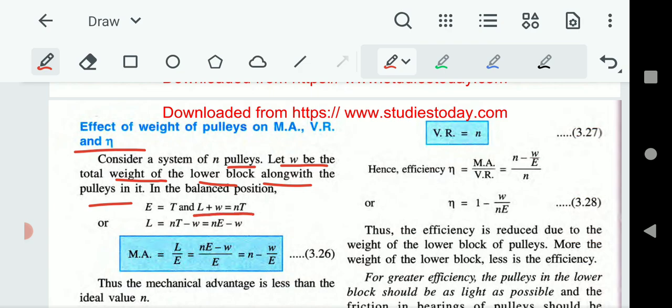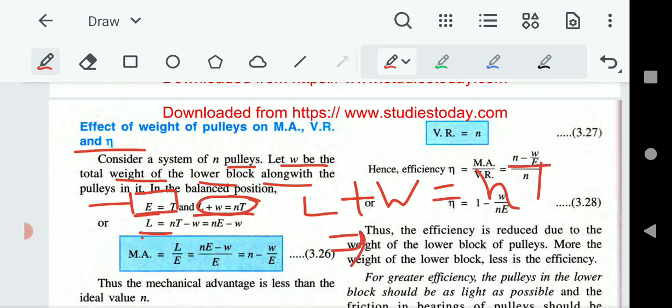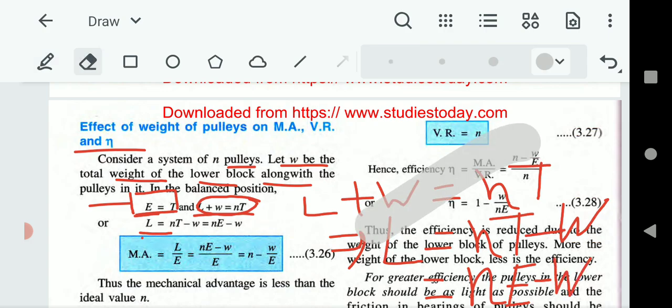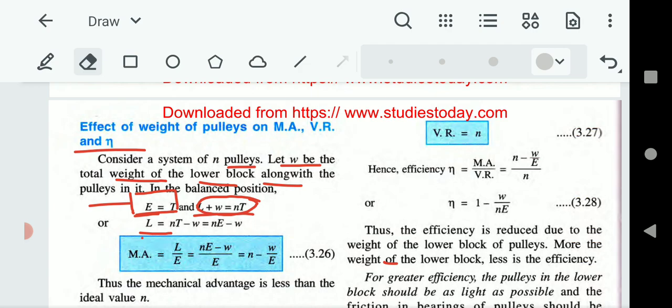That is written here, N into T. So L equals NT minus W. Hence NE minus W, why? Because N is the number of pulleys and E is the effort, that's why it is written here E equals T. So NT minus W. From the equation L plus W equals N into T, we simply get that the load is equal to NT minus W, or we can write NE minus W. I hope it's clear to you. If not, you can ask me in the comment section anytime.